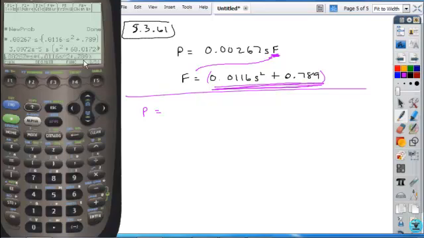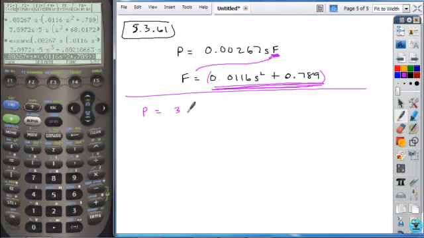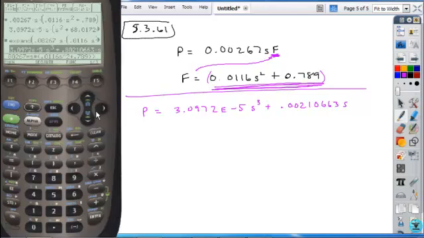I'm going to need to expand this as well because it just gave me a factored form. So if I go to the F2 Algebra tab, select expand, and surround that original expression inside my expand key, I get the new expression 3.0972. Notice the e minus 5 means times 10 to the power of negative 5. S cubed plus 0.002106663 s. Again, there's my whole solution.